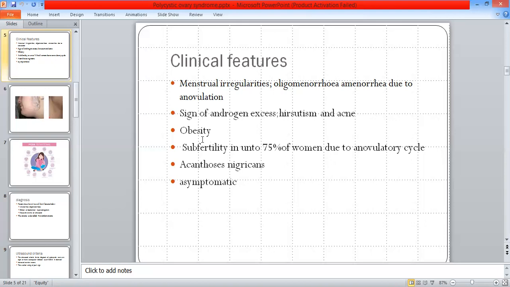Some patients are obese, and if the females are married, then almost 75% of the women are suffering from subfertility, meaning infertility. And this infertility in PCOS is due to anovulatory cycles, because the follicle is not forming and the ovum is not released. So the cycles are anovulatory and the patients are suffering from subfertility.